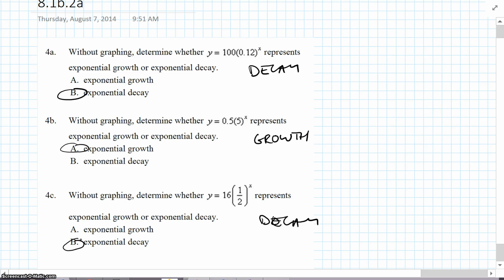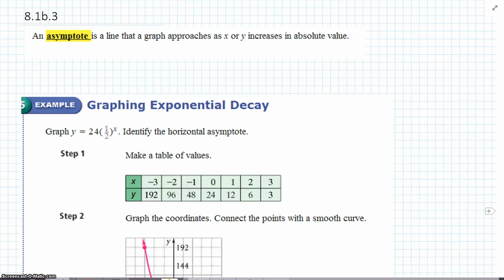Pretty simple, right? Okay, observe my b value. It tells me if the graph's going to go up and to the right or if it's going to go down and to the right. An asymptote is a line that a graph approaches as x or y increases in absolute value.